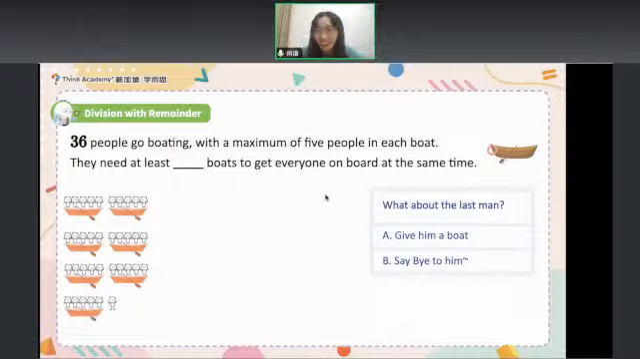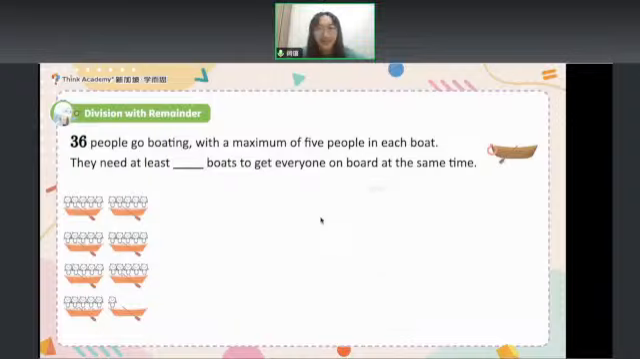Okay, so here, actually, you see, we need to give him a boat, okay? Be nice. So here, when it comes to the container for the remainder, do you remember that? We just add 1 more container, okay? So after you figure out the 36 divided by 5, that is 7, remainder 1, and then what should we do? 7 plus 1. So altogether, actually, we need 8 boats, okay? Please be nice to all the people.